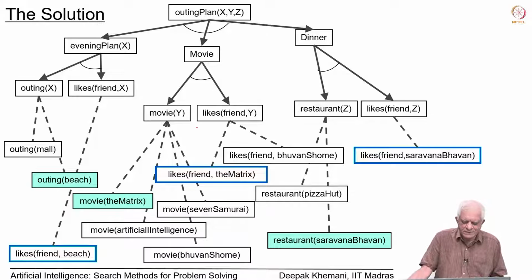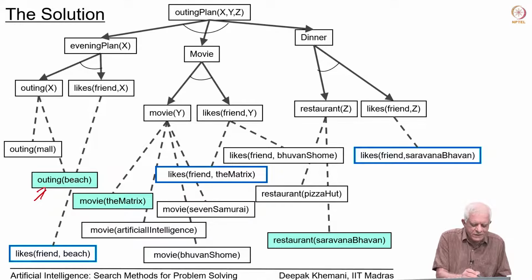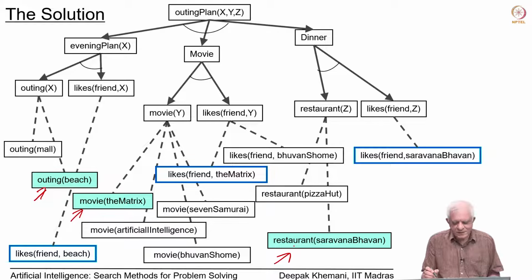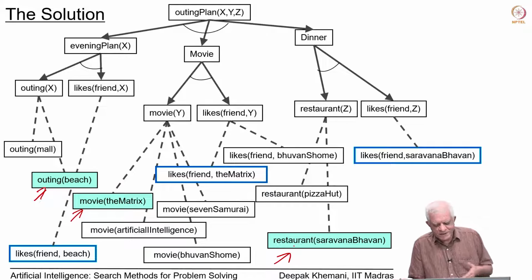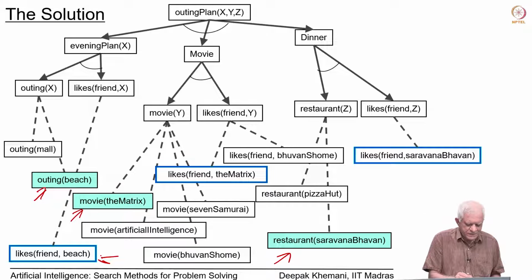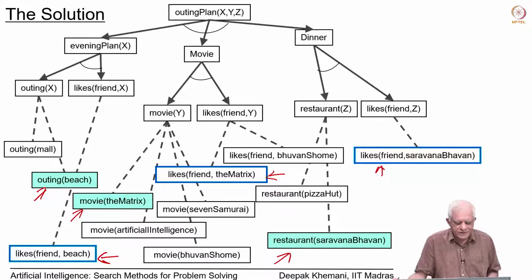So, this particular solution is that the three cyan colored boxes are the three components of the solution, which says that the outing is the beach, the movie is the matrix, and the restaurant is Saravana Bhavan, and the three other blocks here with cyan edges simply say that all these three things your friend is agreeable to go along with essentially.